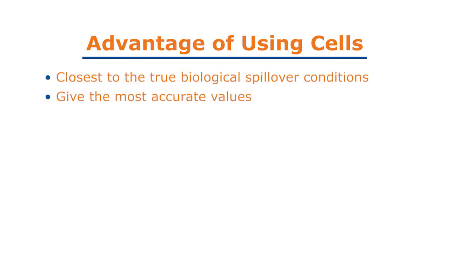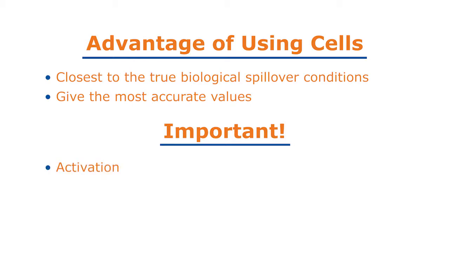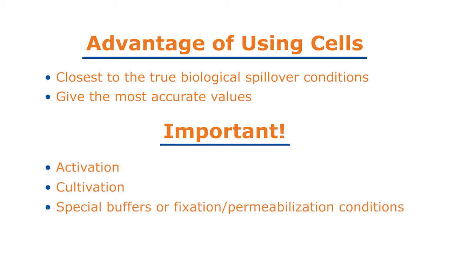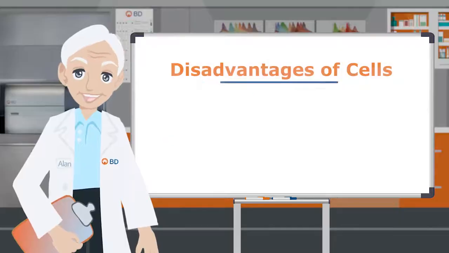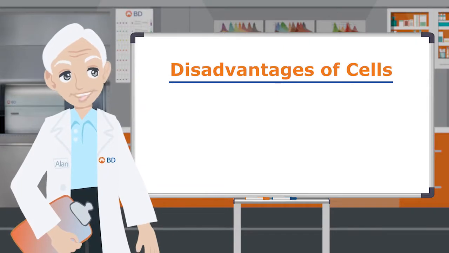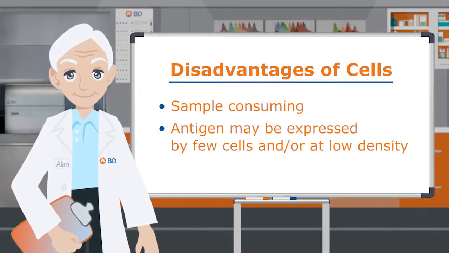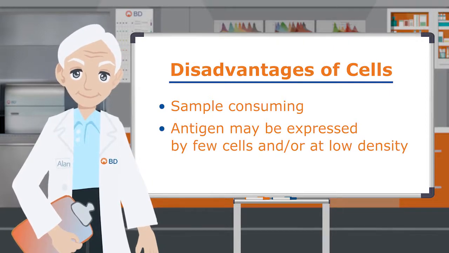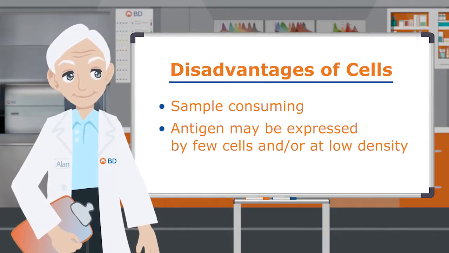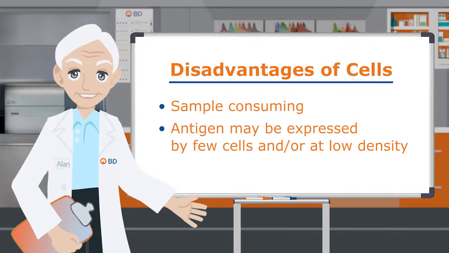the most accurate values. When using cells, it is important to run the compensation controls under the exact same conditions as your experiment, including activation, cultivation, special buffers, or fixation permeabilization conditions. The disadvantage of using cells is that you may have to use precious biological sample. Also, there may be very few positive cells expressing the antigen, or the antigen density may be very low. In both cases, it can be hard to accurately measure the spillover value.